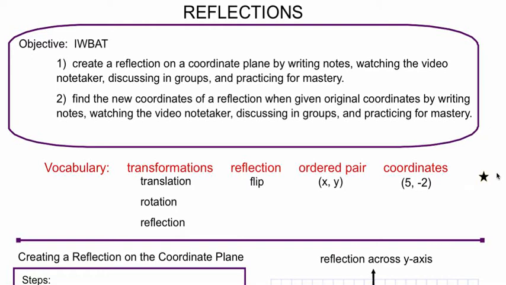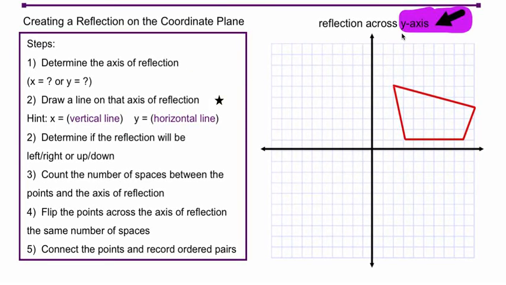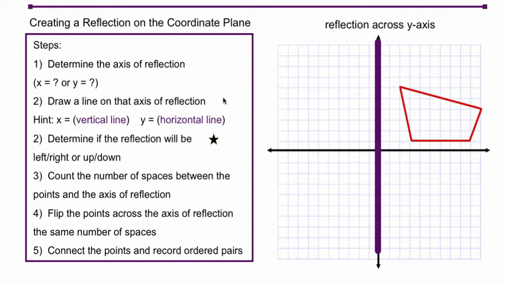All right, so let's see how we do a reflection. So we have our notes. If you follow these notes, follow what I do, you're going to have no problem with this. So first step, determine the axis of reflection. Okay, here it says I'm going to reflect across the y-axis. So that means that this right here is my y-axis. This particular time I'm actually going to go across this, right there. Okay, draw a line on that axis of reflection. So there we go.